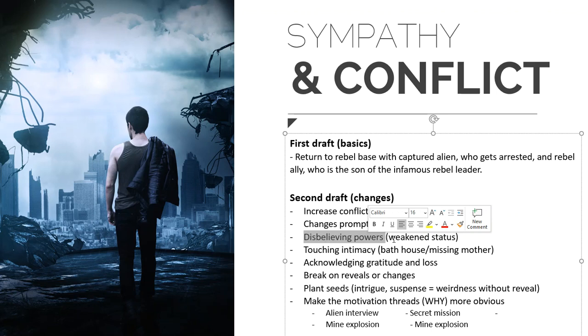It creates a lot of conflict just to have them not believe her, so that she has to fight to prove herself. It also gives her a weakened status. So rather than coming in with a position of power, she's not trusted, she's distrusted, she might be put in prison or locked up a little bit. You want to make it harder for her to do anything by increasing the conflict and the stakes around her. And an easy way to do that is just to have people not believe her.